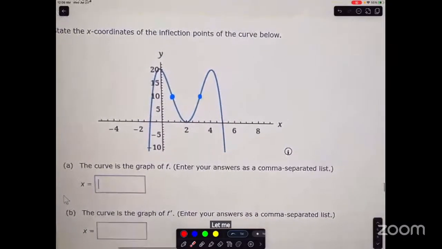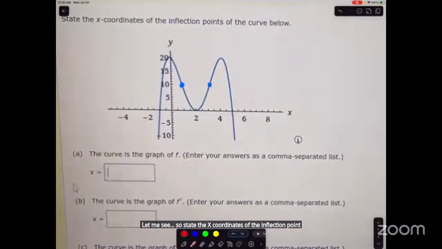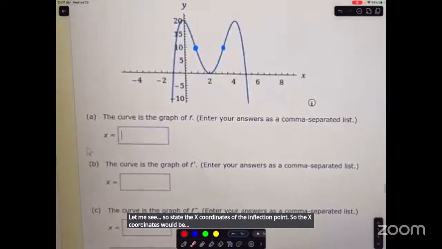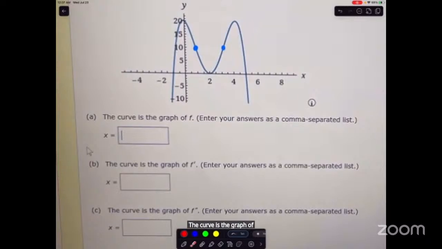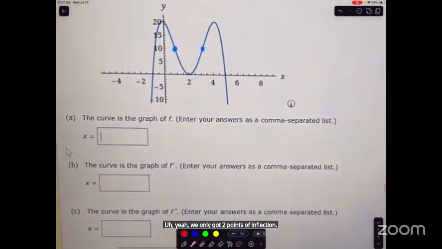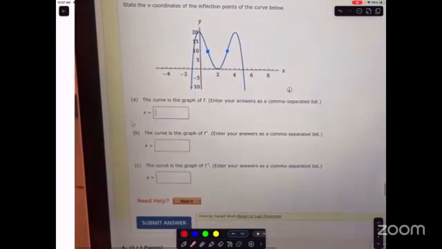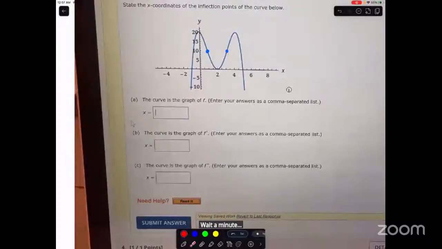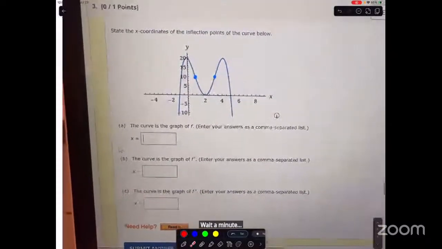Let me see. State the x coordinates of the inflection point. The x coordinates would be, looks like, 1 and 3 if I'm just eyeballing it. The curve is the graph of f. What? Oh. Yeah, we only got 2 points of inflection. Wait a minute. I feel like there should be some more here.